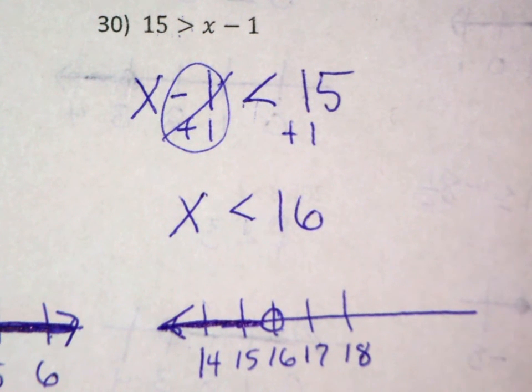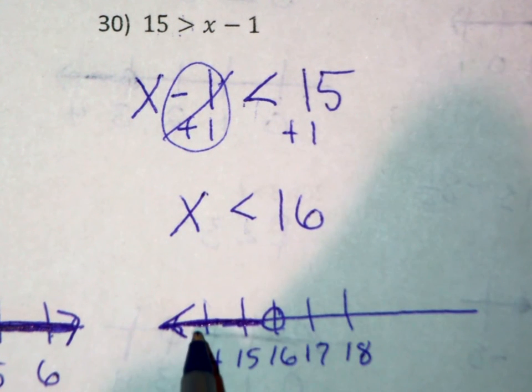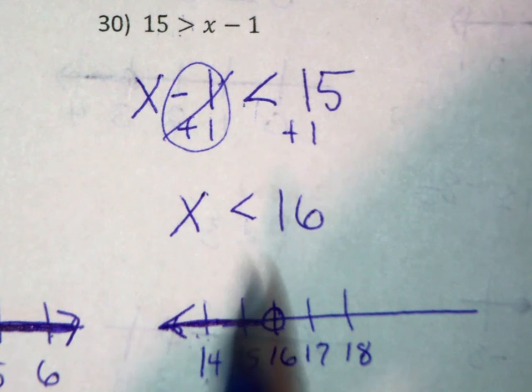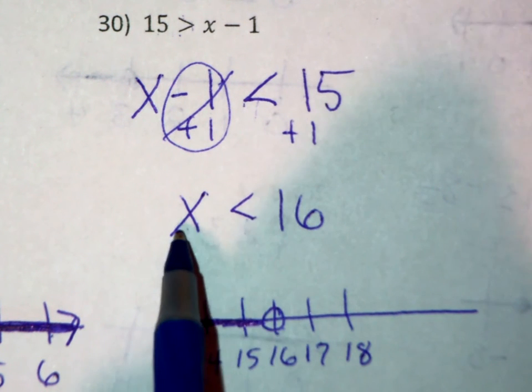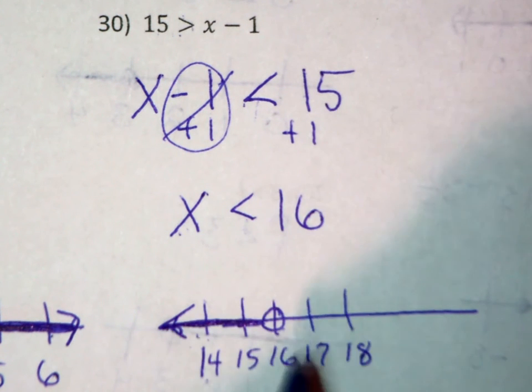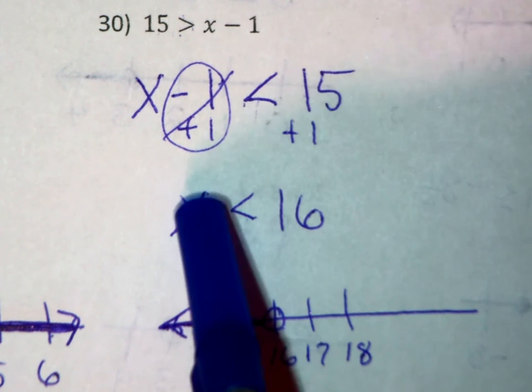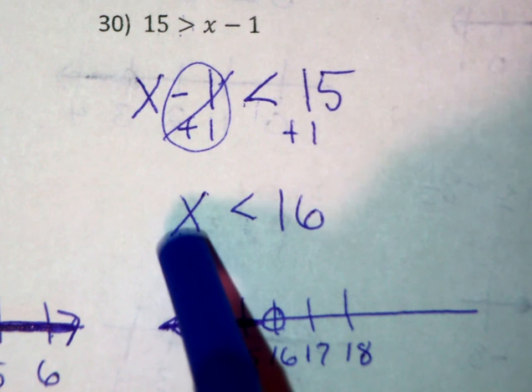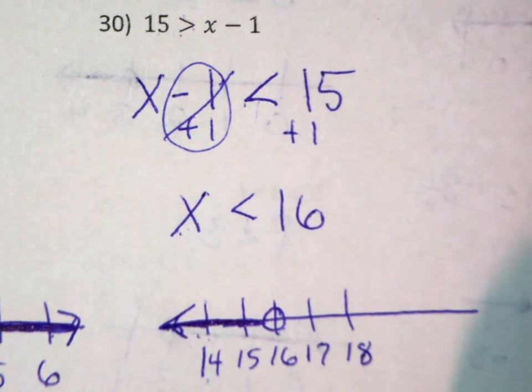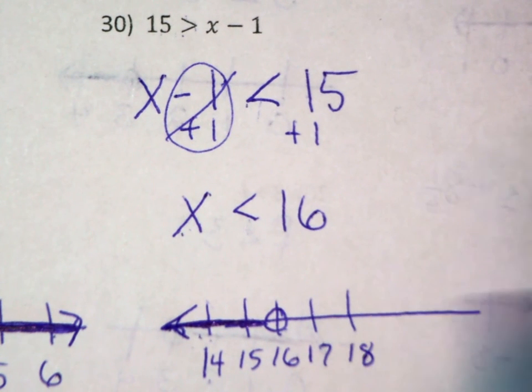And again, we could check that numerically. If I plugged 14 into x, 14 is less than 16. Is that statement true? Yes. Well, that should be shaded on my number line. 18, if I plug 18 into x, 18 is less than 16. That statement is false, so it should not be shaded. Just a quick way to check your answers numerically.